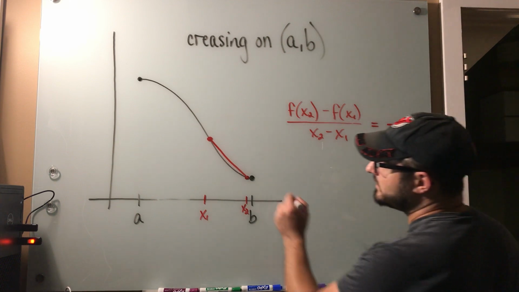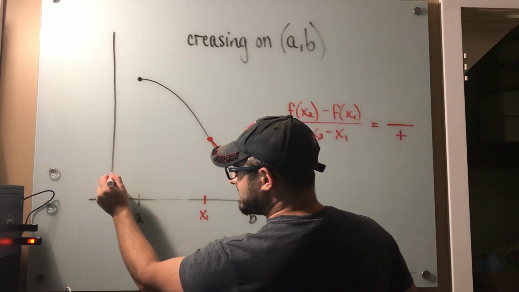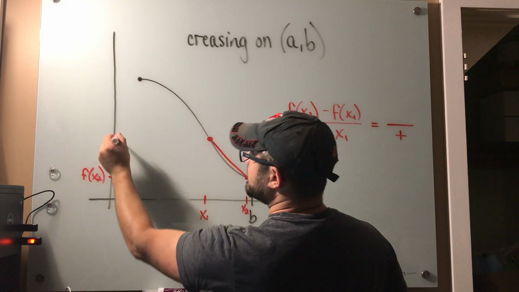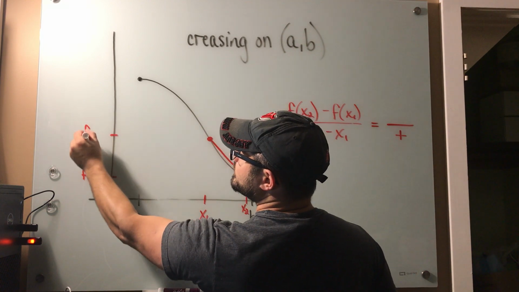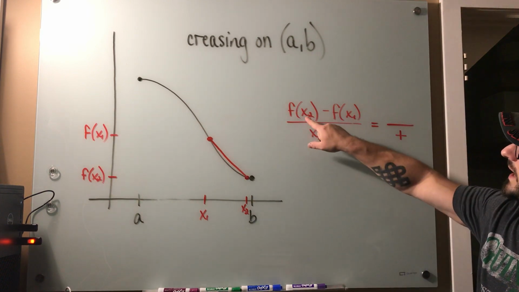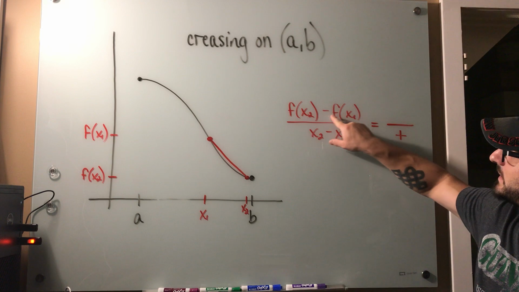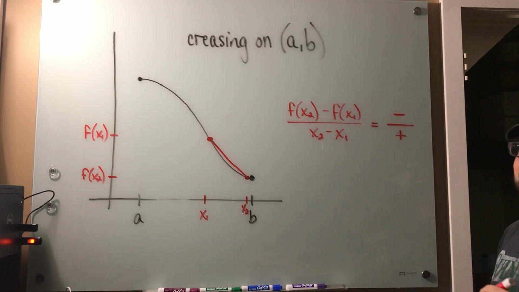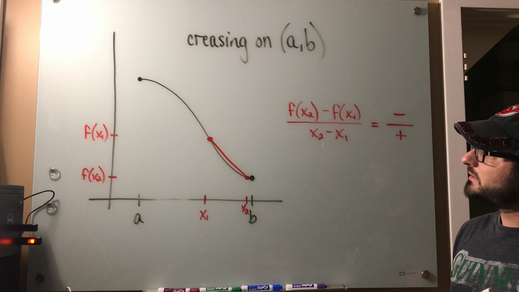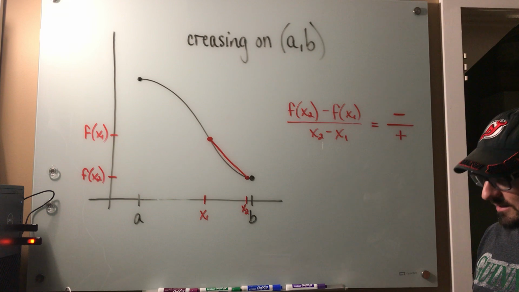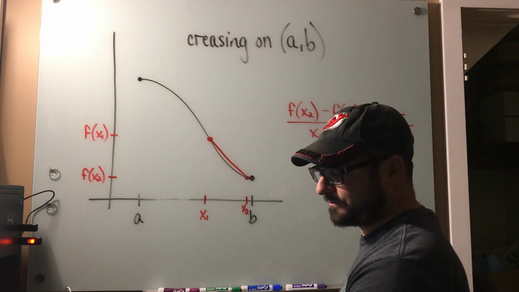But now, f of x sub 2 is smaller than f of x sub 1. So in the numerator, we have a small value minus a larger value. And that always results in a negative answer. So a negative slope, a negative average rate of change.